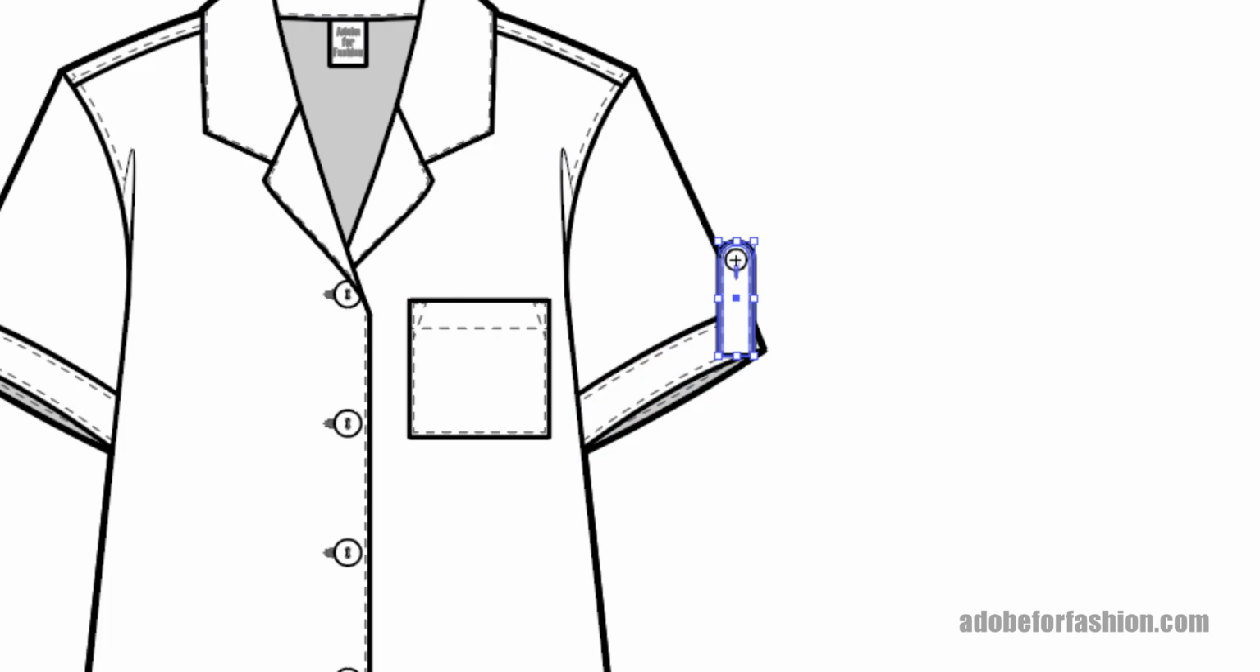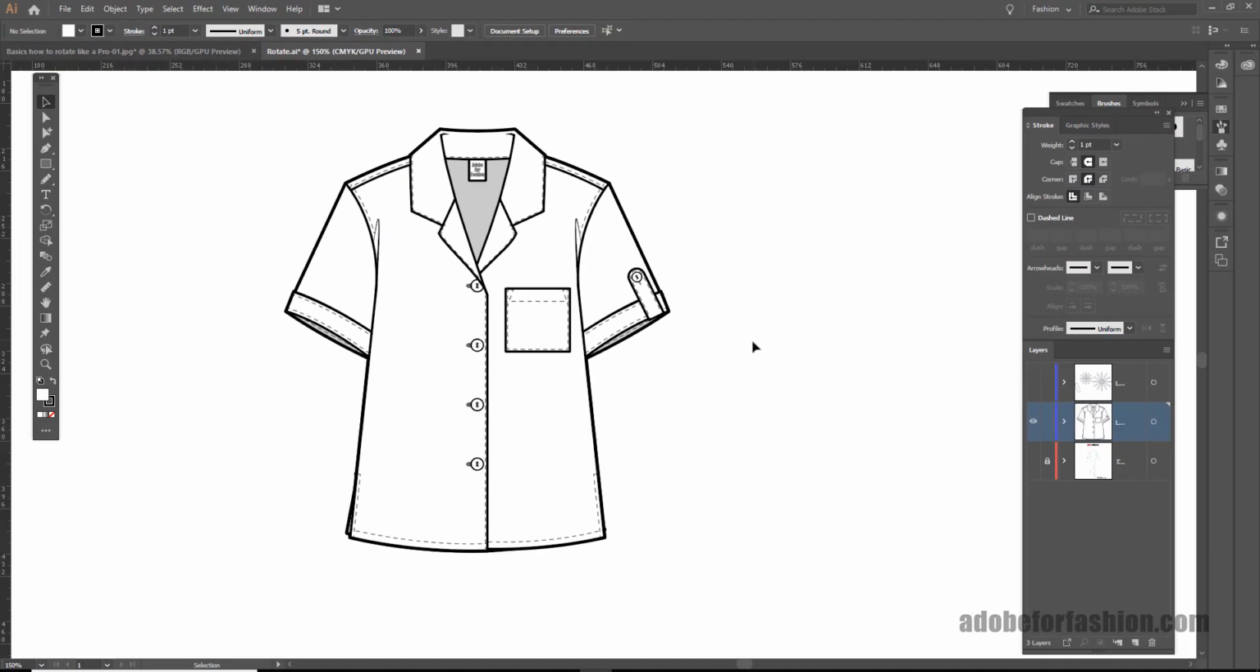Then I'll click once on Rotate, click on the point that I want to make my rotation or pivot point, and then click anywhere on the page and rotate this into place. And I can keep rotating and editing until I get it to sit exactly where I want. And that is how you use the Rotate tool like a pro.